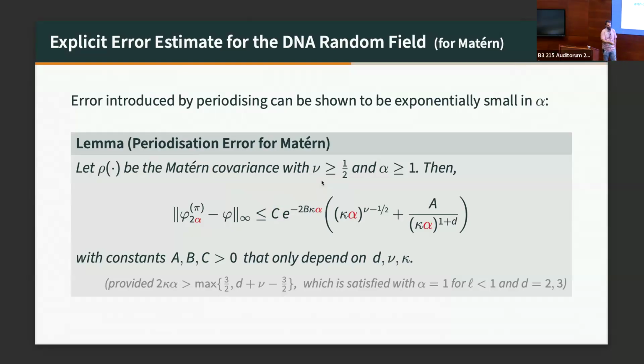So the error goes down exponentially for any nu greater or equal to 1/2 and alpha greater or equal to 1. And there is some extra condition on the alpha, but for all the fields that we're interested in, you can essentially choose alpha equals 1.